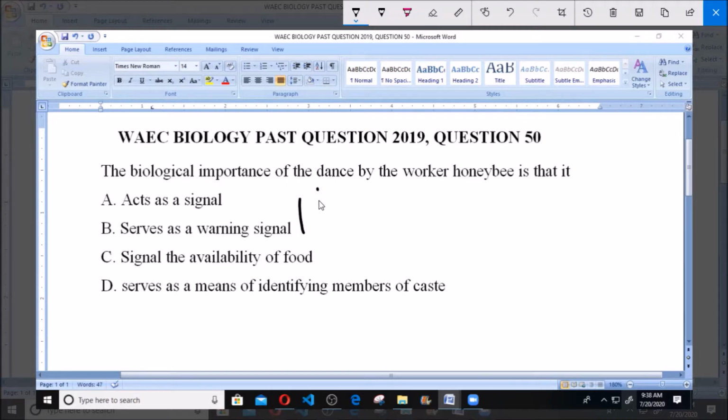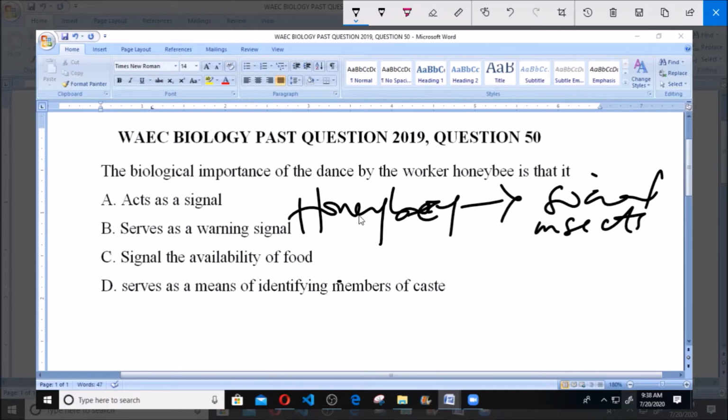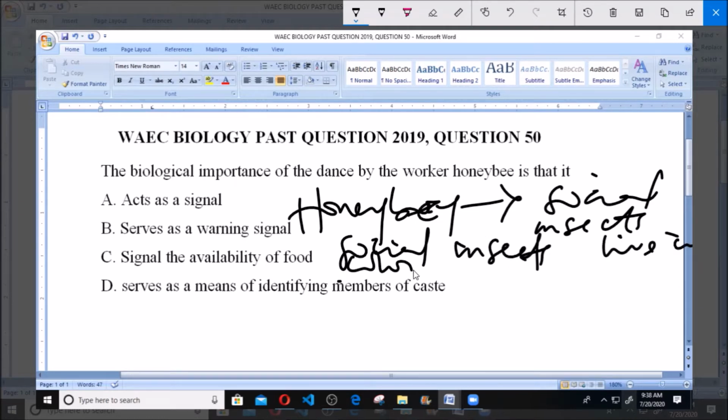Now, a honeybee is a social insect. Now, when I say social insect, what I mean is social. It has a distinctive level of organization. Social insects live in colonies. Each colony is very organized. They have their workers for the bees. They have their queen and the rest.